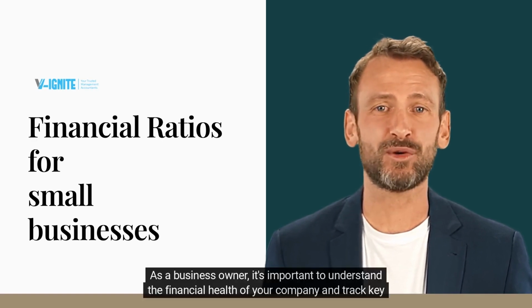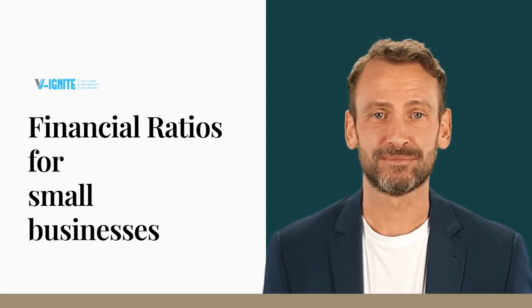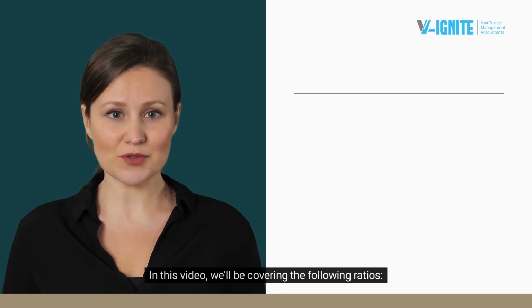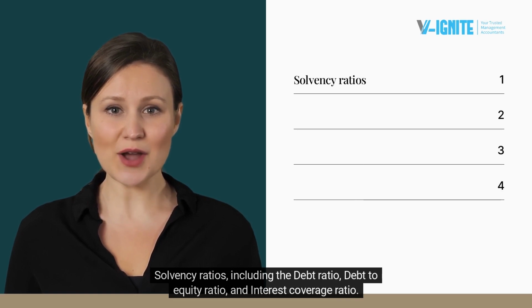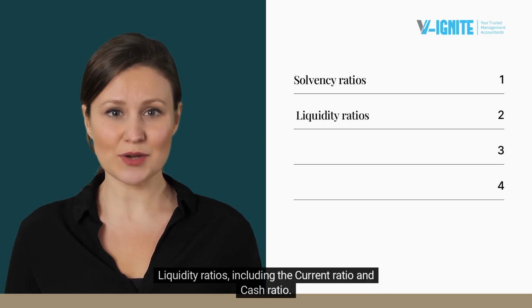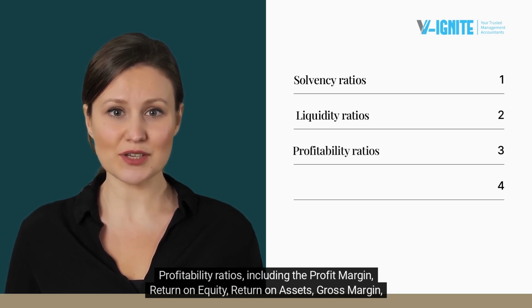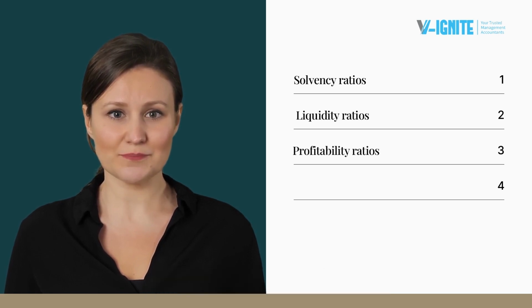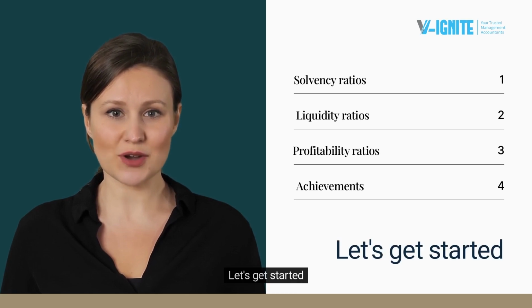As a business owner, it's important to understand the financial health of your company and track key metrics to make informed decisions. In this video, we'll be covering the following ratios: solvency ratios, including the debt ratio, debt-to-equity ratio, and interest coverage ratio; liquidity ratios, including the current ratio and cash ratio; profitability ratios, including the profit margin, return on equity, return on assets, gross margin, and operating margin; achievements, including sales achievements, gross profit achievement, net profit achievement, and cost savings. Let's get started.